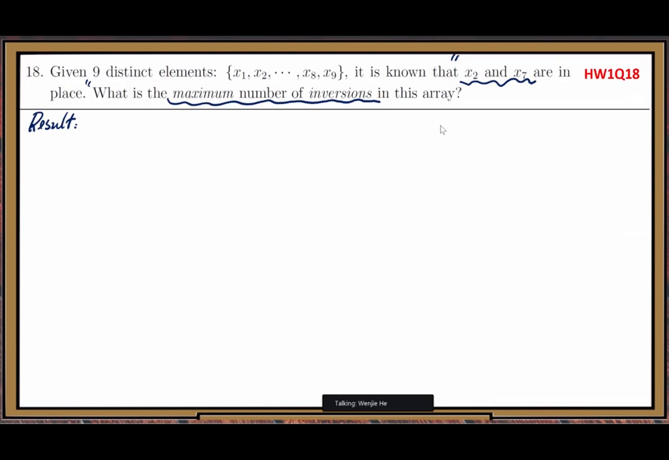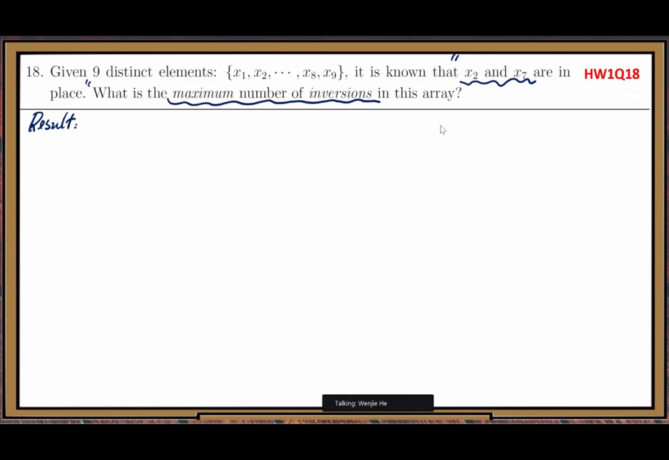So in order to avoid that, it's very common, if something makes things hard, first we ignore it. So the first step, we ignore this condition first. Then the question is much easier to answer.